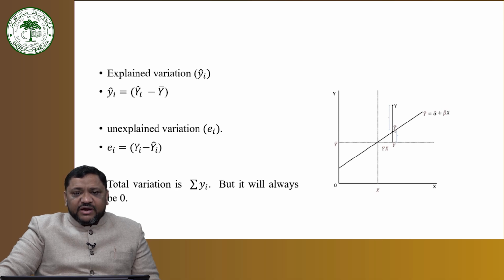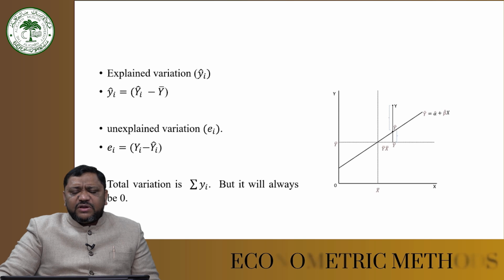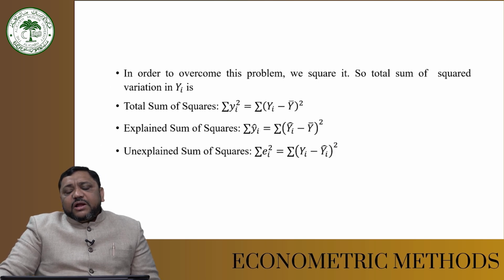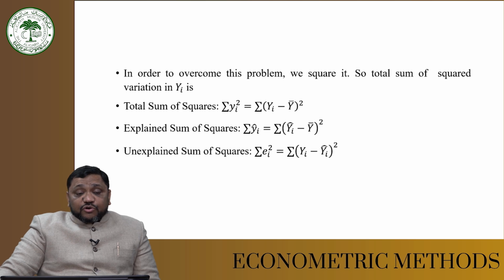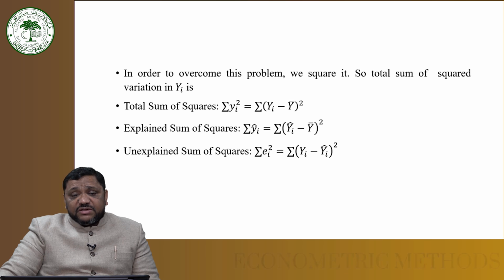So this is your error. Error is y minus y hat, and the total variation, summation yi, will always be 0. The positive values will cancel out the negative values. So in order to overcome the issue that the positive values are cancelling the negative values, we square it.